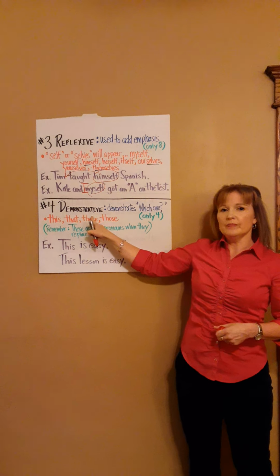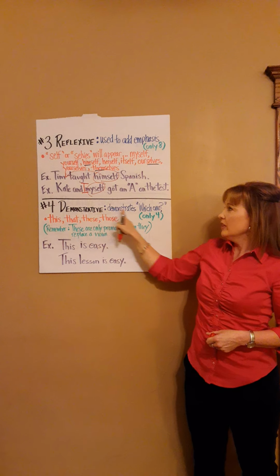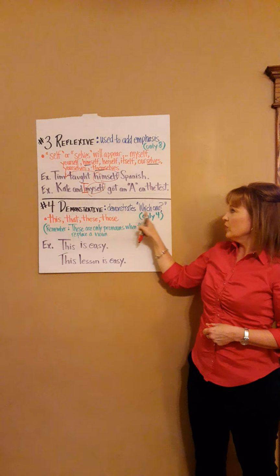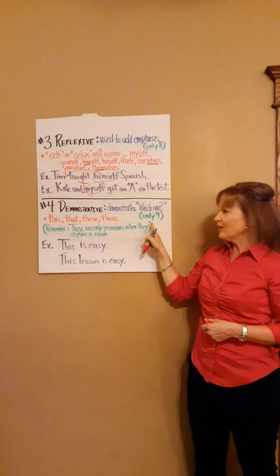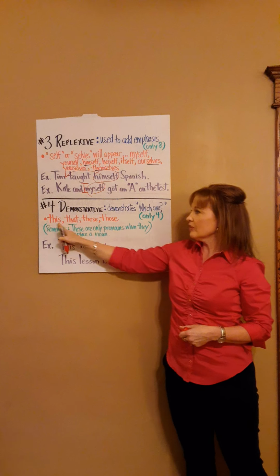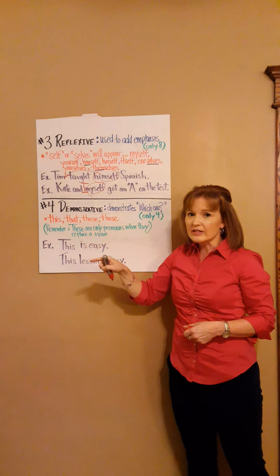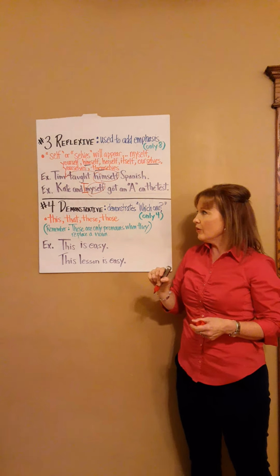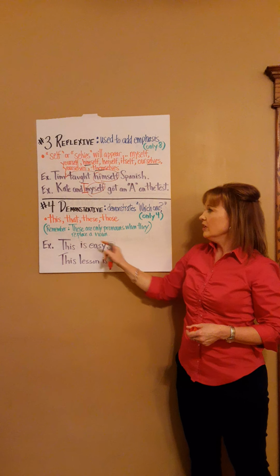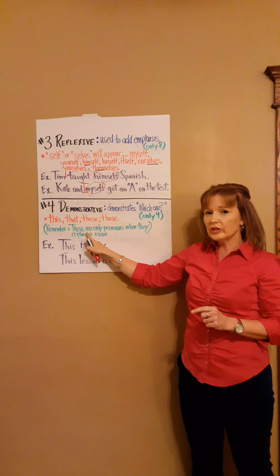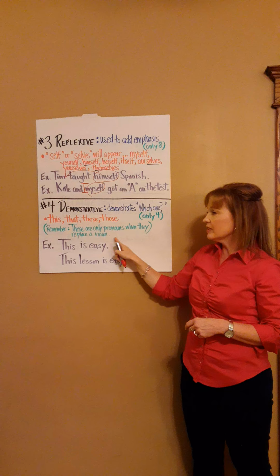Okay, number 4 is called demonstrative. And demonstrative demonstrates which one. This is really easy because there are only 4. And if you look, they all begin with TH. This, that, these, those. You're pointing things out. But remember, these are only pronouns if they take the place of a noun.